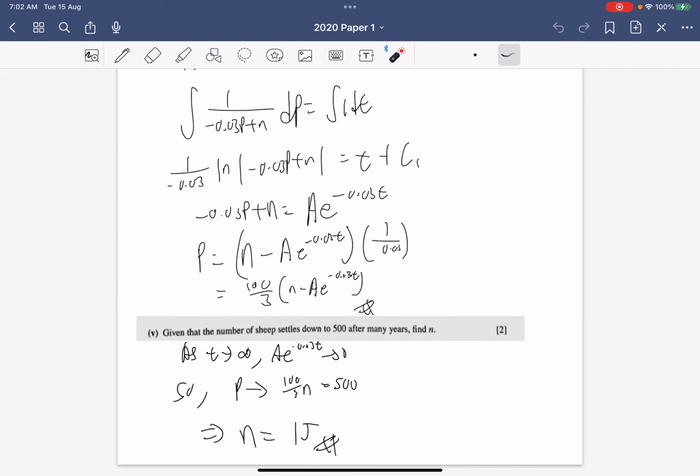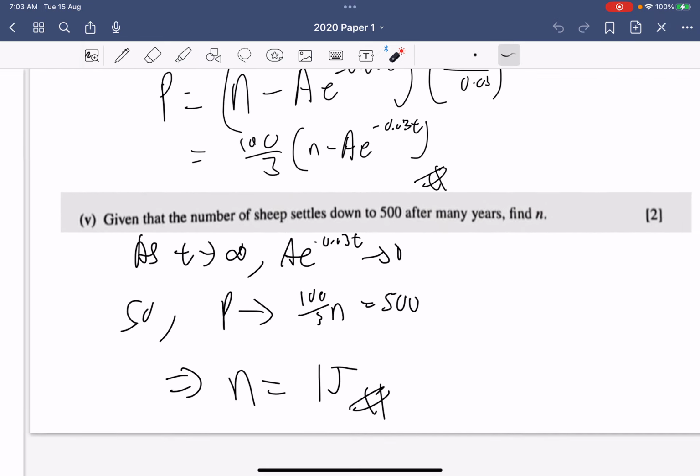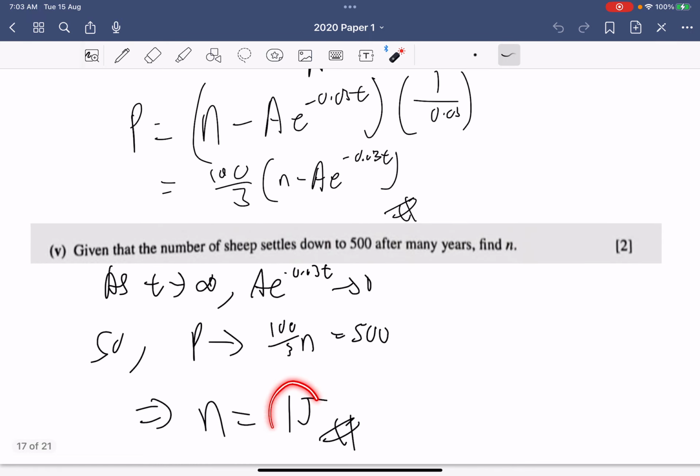Then we're supposed to find the number of sheep imported, given that the sheep population settles down to 500 after many years. So many years again means t goes to infinity. We know that the population goes to 500, but as t goes to infinity, this part becomes 0. So this A e to the power minus 0.03t is 0. So actually 500 is just 100 over 3 times n. So n must equal 15.